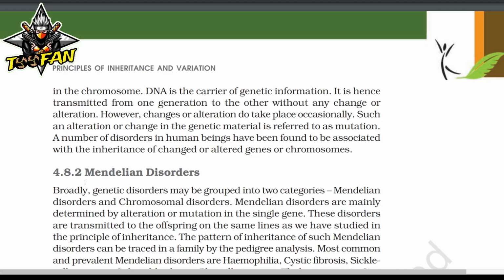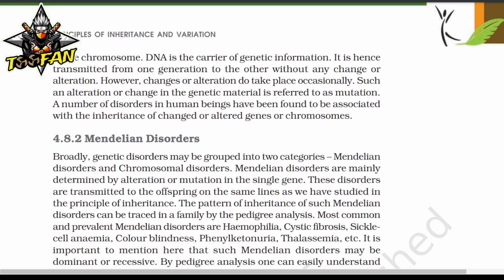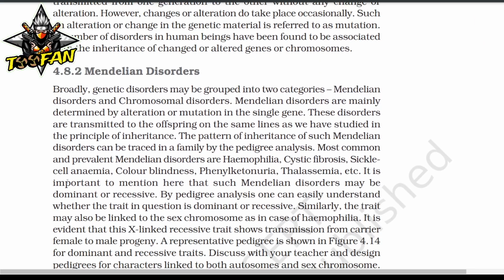Mendelian disorders. Broadly, genetic disorders may be grouped into two categories: Mendelian disorders and chromosomal disorders. Mendelian disorders are mainly determined by the alteration or mutation in a single gene. These disorders are transmitted to the offspring on the same lines, as we have studied in the principles of inheritance. The pattern of inheritance of such Mendelian disorders can be traced in a family by pedigree analysis. Most common and prevalent Mendelian disorders are hemophilia, cystic fibrosis, sickle cell anemia, color blindness, phenylketonuria, thalassemia, etc.